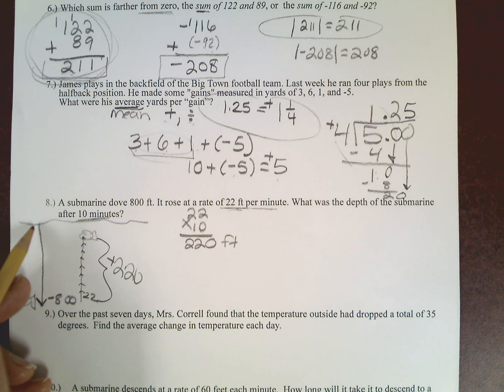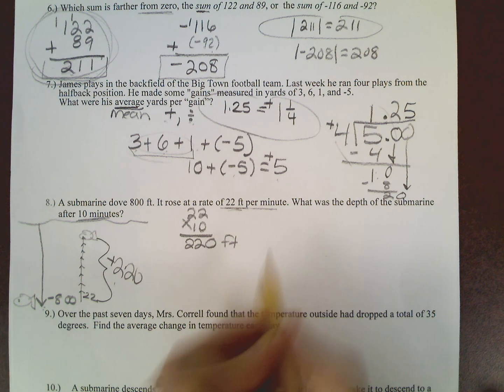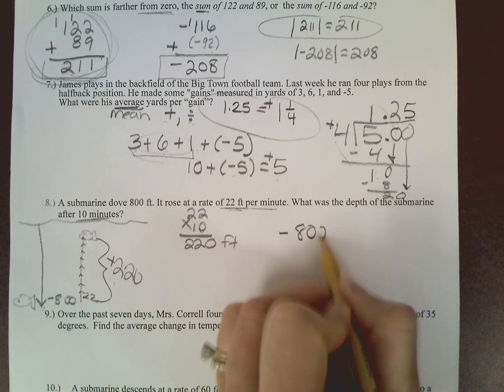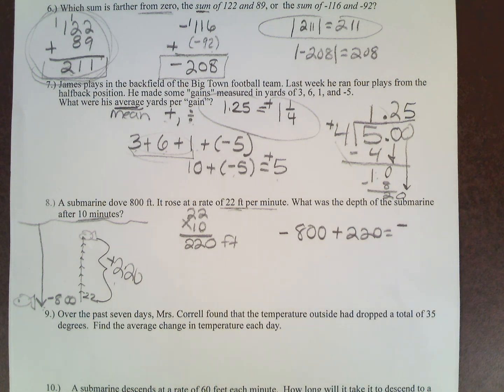Now, do you think it's going to reach the surface? Hopefully you're saying no, because we're down here at negative 800, and we're coming up 220 feet. So let's write our statement. We're down here at negative 800, and we're rising 220 feet. We've already established our answer is going to be negative. We're not coming up the full distance. But we need to figure out where we're going to be.